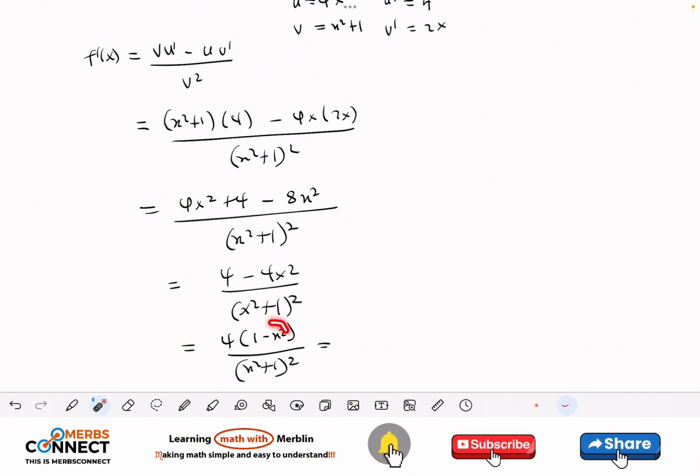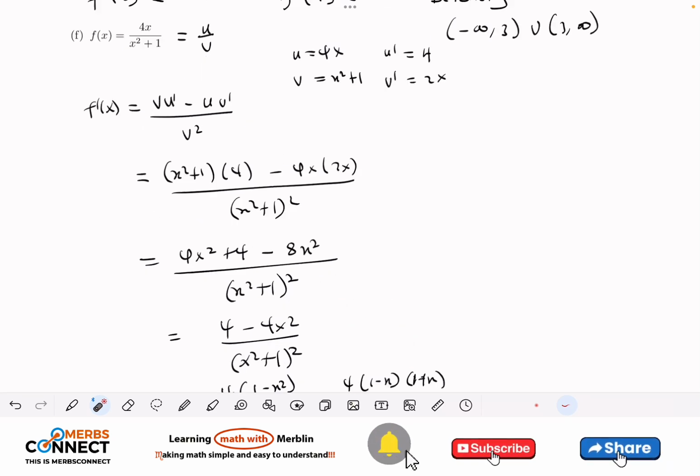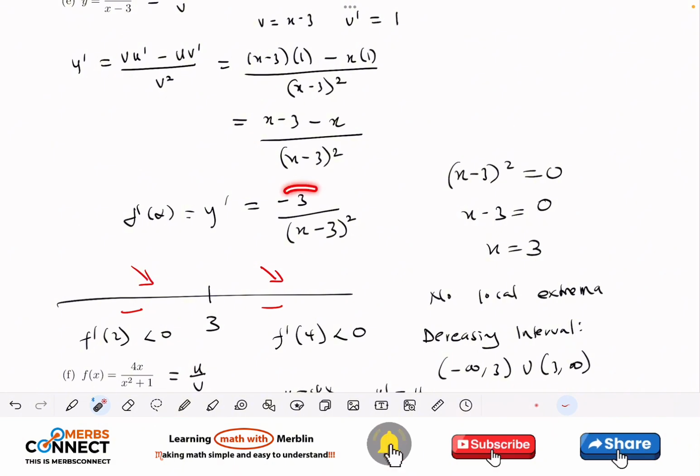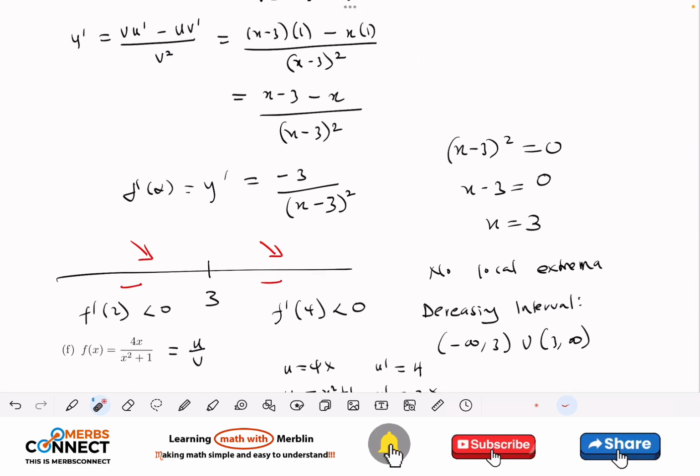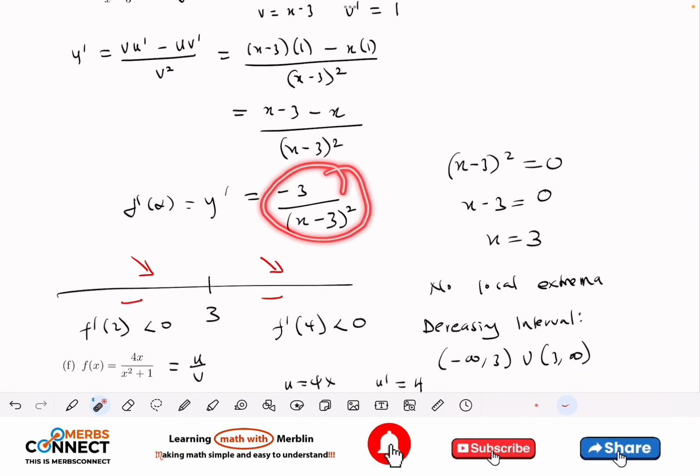This here is like difference of 2 squares. So I'm going to have something like 4, 1 minus x, 1 plus x divided by x squared plus 1 squared. So we saw that now on the top here we have values of x. Look at this one. This one was just minus 3. So we cannot say that minus 3 is equal to 0. It is not possible, right? So we don't have any value of x that will make the function 0.